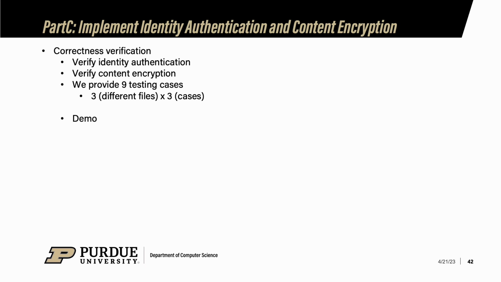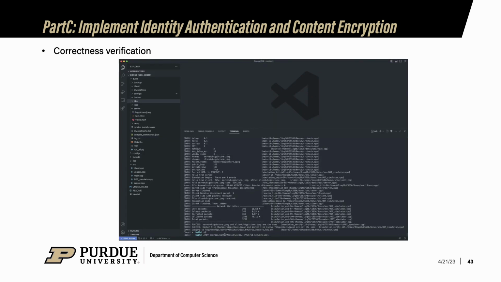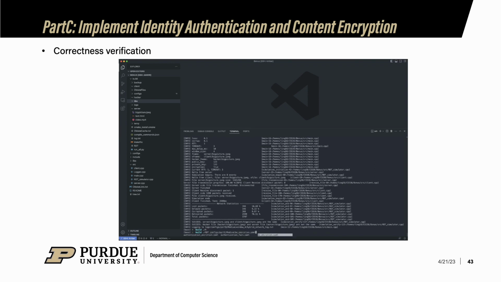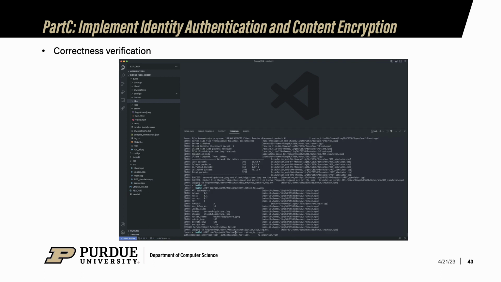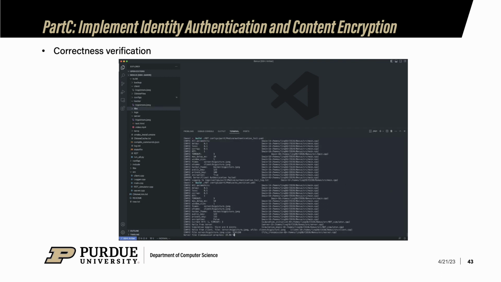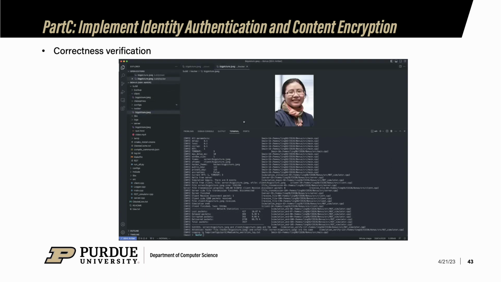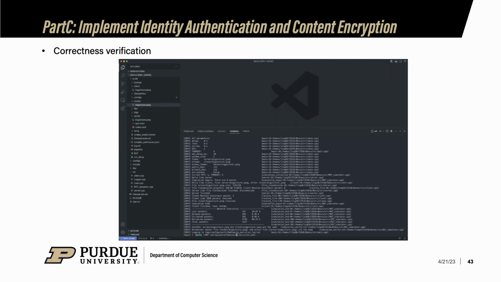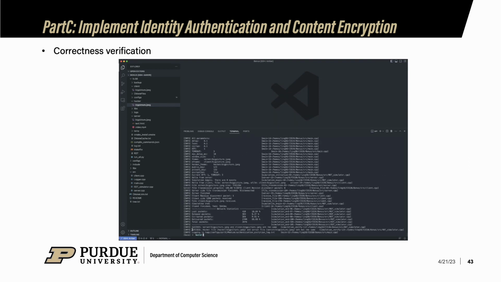Demo time. The first testing case shows that if the public and private key is not a pair, the system detects the error and rejects to proceed. The second testing case shows that the hacker can save a copy of the file that the client receives without content encryption. The third testing case shows that the file contents are protected with content encryption.